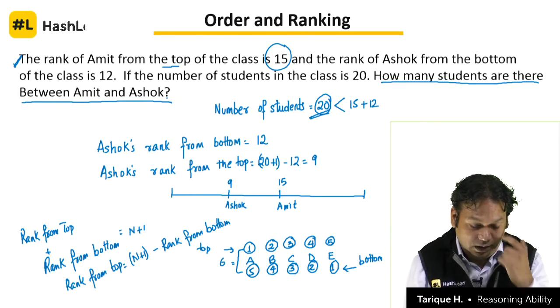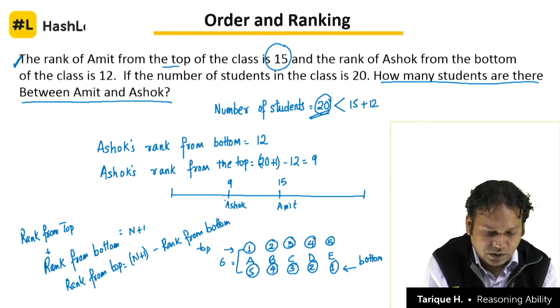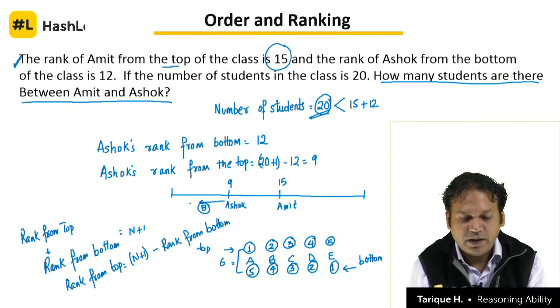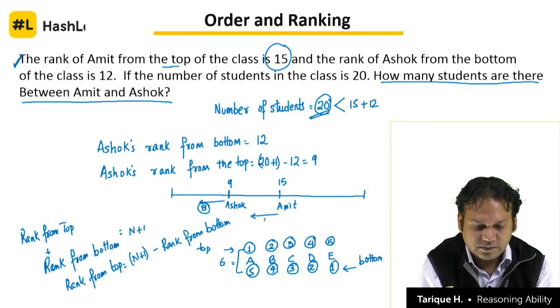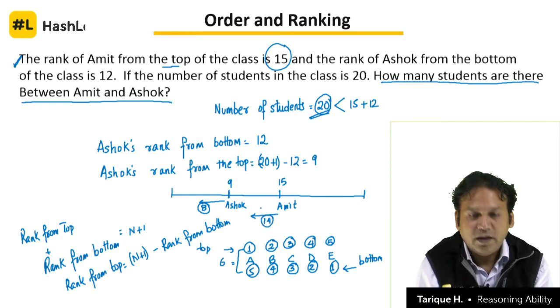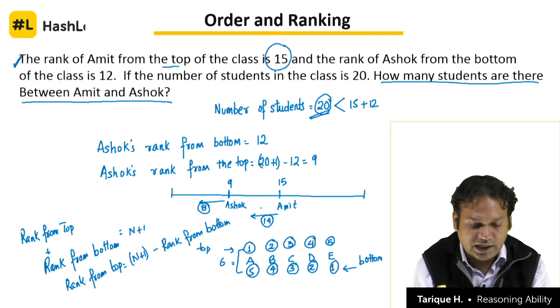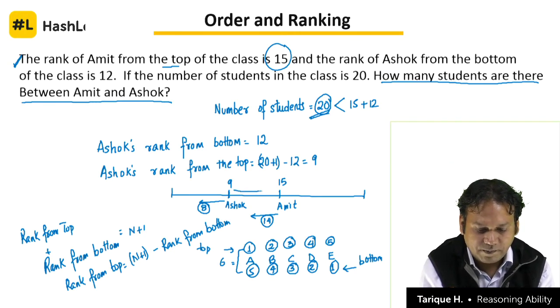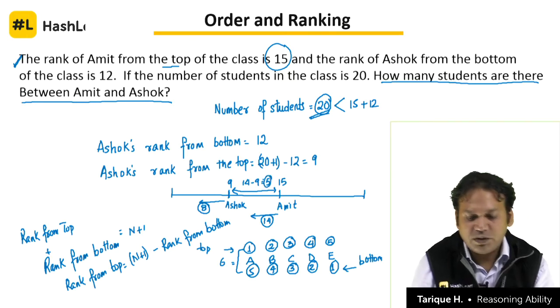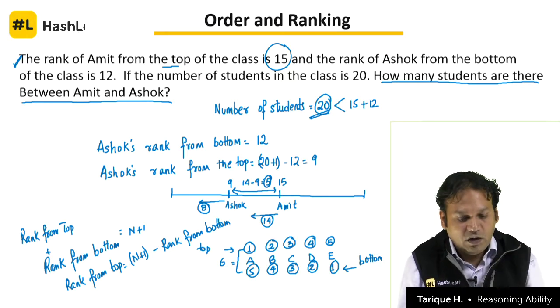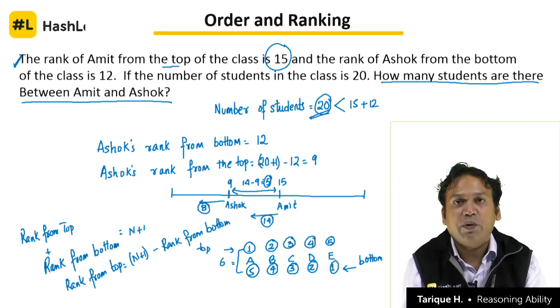So, you see here there are 8 students below Ashok. The 8 below Ashok. Ashok is a 9th person, they are 14 below Amit. They are 14 below Amit and Ashok is a 9th person. So, number of students between them, 14 minus 9, which is equal to 5. So, how many students are there between them? 5. Now, this is just for understanding, this is not how we are going to solve the question.